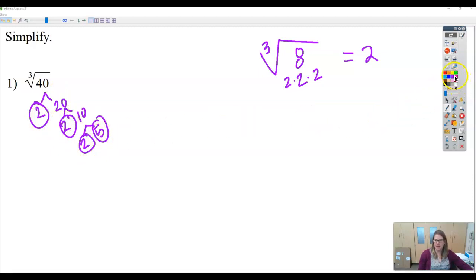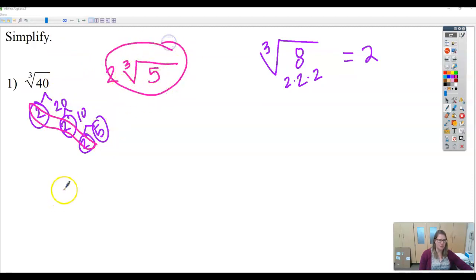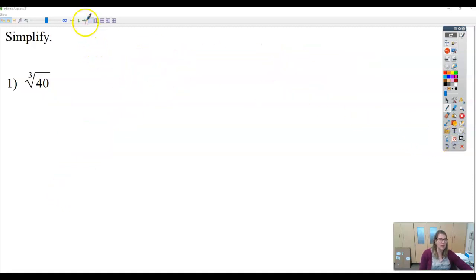Now, because this is a cube root, I'm looking for 3 the same instead of 2 this time. So for these 3 2's right here, I can bring 1 out front of my cube root. So make sure when you write the answer, if the cube root is still there, that you do put a 3 there. And then the 5 needs to stay underneath because there's not 3 of them. So 2 times the cube root of 5. All right, let's try another one. Again, if you want to pause and practice and see how you do, that might be a good idea.